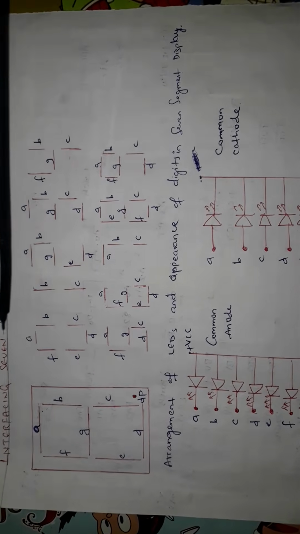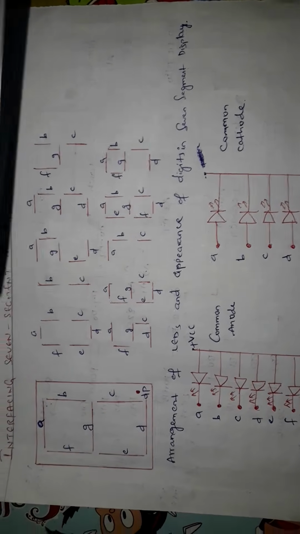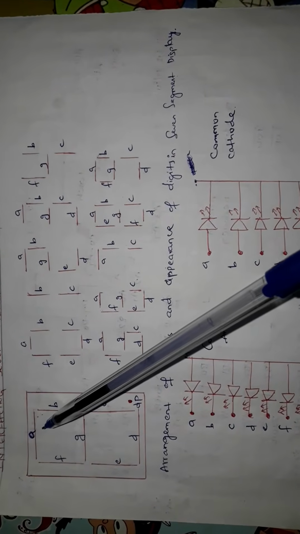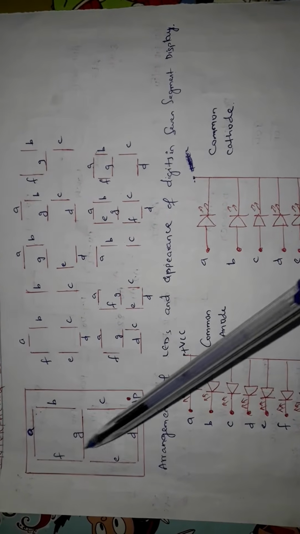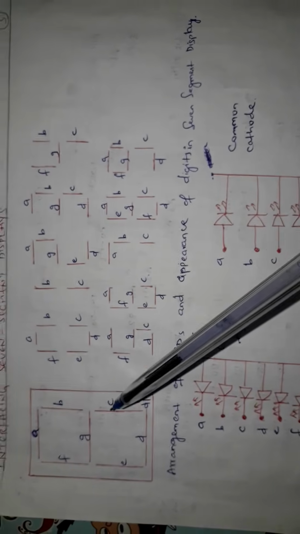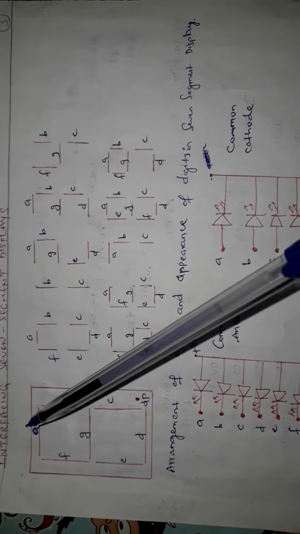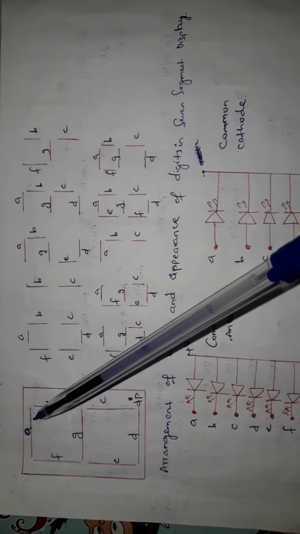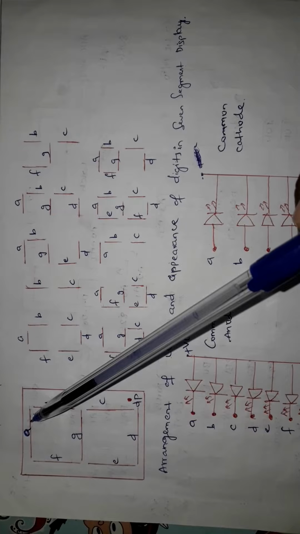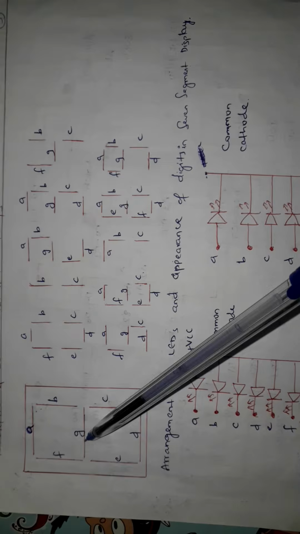For example, if you want to display a number like 0, you turn on the segments A, B, C, D, E, F and turn off the segment G. So the G segment is off and the rest of the segments are on. Each segment represents one LED. If the LED is on, then the segment is on. If the LED is off, then the segment is off.